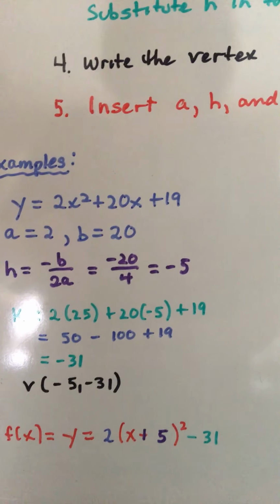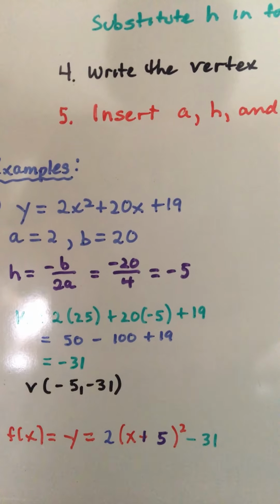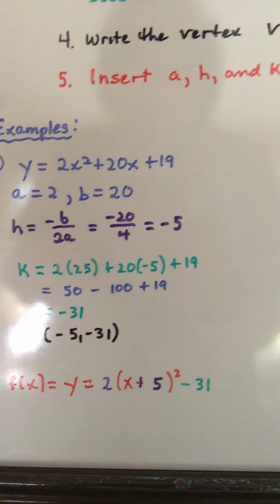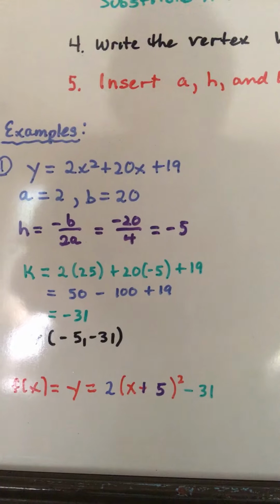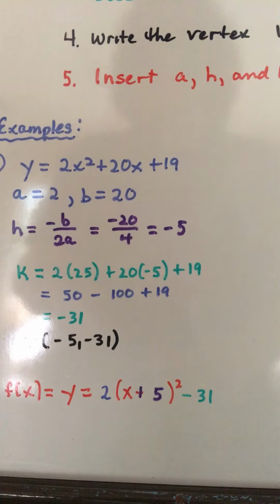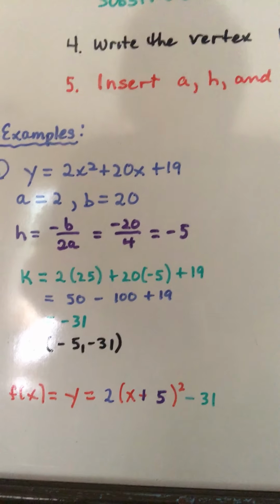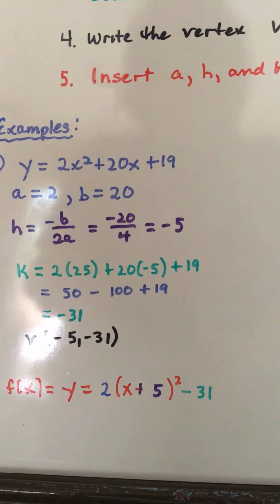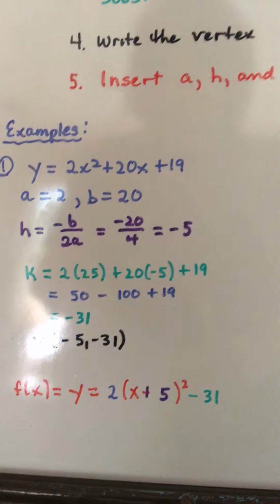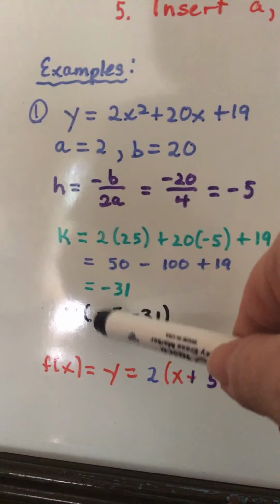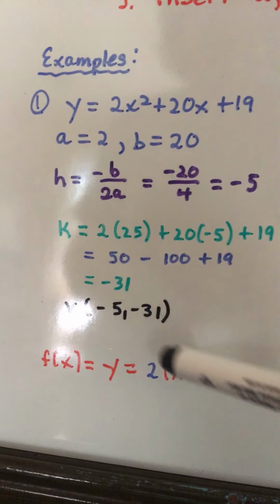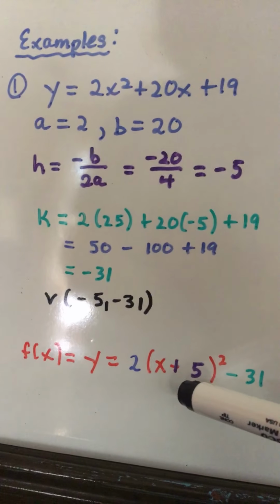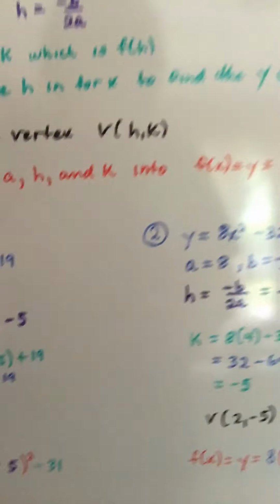I get -31. I know my a is 2. I know my vertex is -5, -31. And so I can insert into my equation f of x equals, or y equals, 2 times the quantity x plus 5, quantity squared minus 31. Remember, these two are always opposites because this is minus h. h is negative, so minus h is positive.